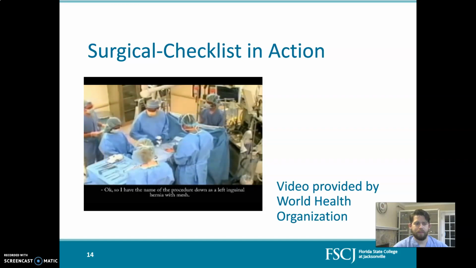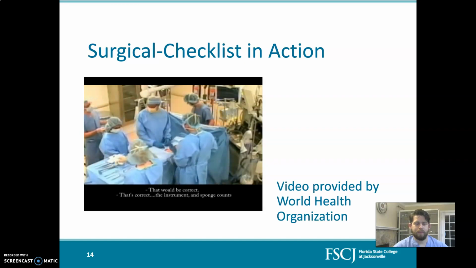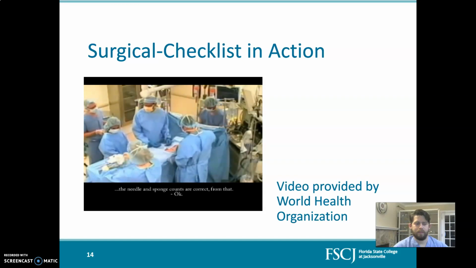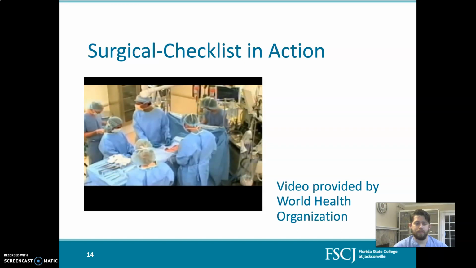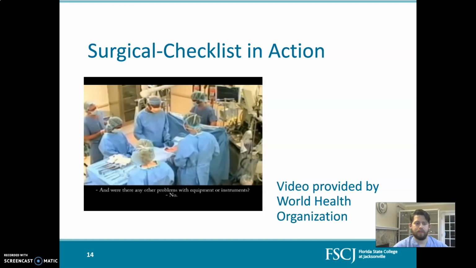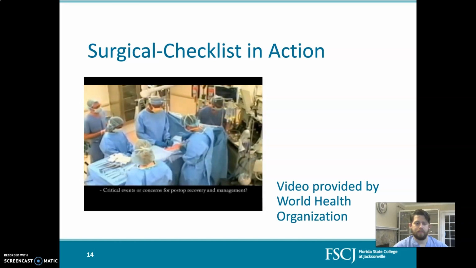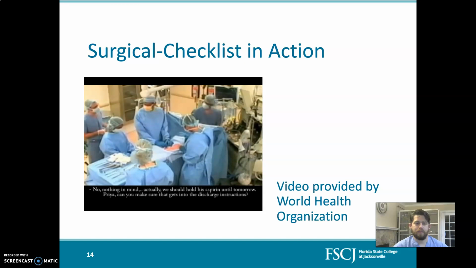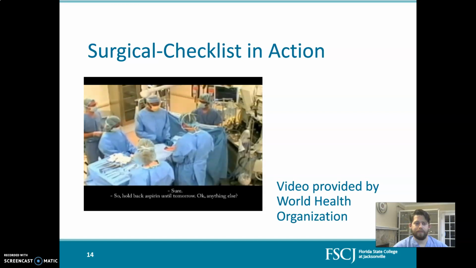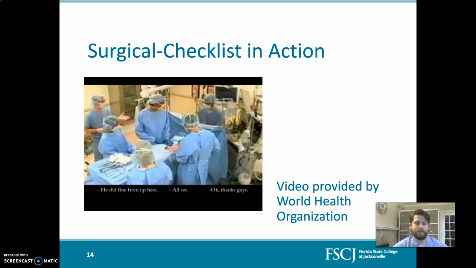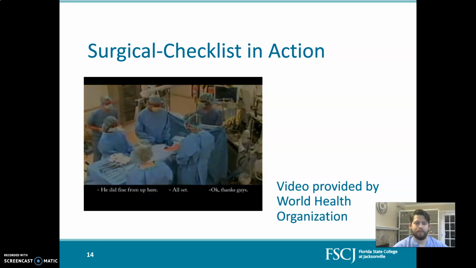Alrighty, so I have the name of the procedure down as a left inguinal hernia with mesh. That's correct. The instrument, needle, and sponge counts are correct. I also have a specimen. It's labeled left cord lipoma for Richard Wright. That would be correct. Okay. And were there any problems with equipment or instruments? Critical events or concerns for post-op recovery and management? No, nothing on my end. Actually, we should hold this aspirin until tomorrow. We'll make sure that gets into the discharge instructions. So hold that aspirin until tomorrow. Okay. Anything else? All set. Okay. Thanks, guys.